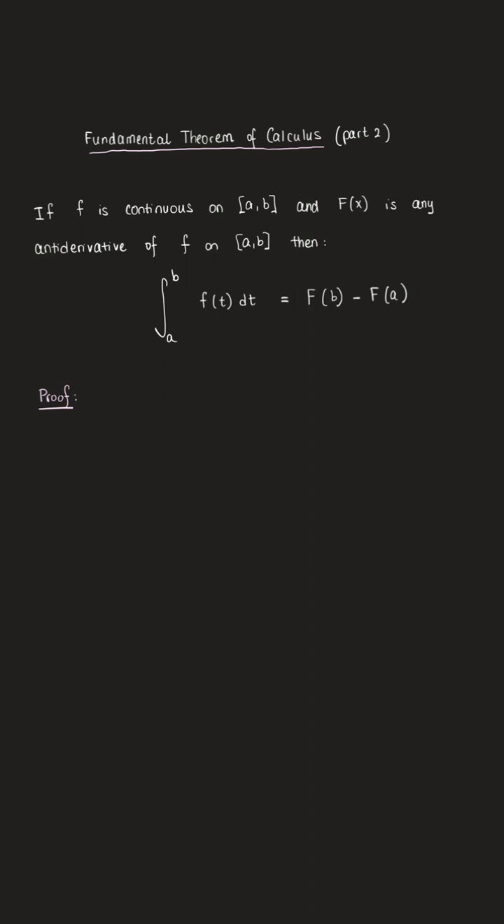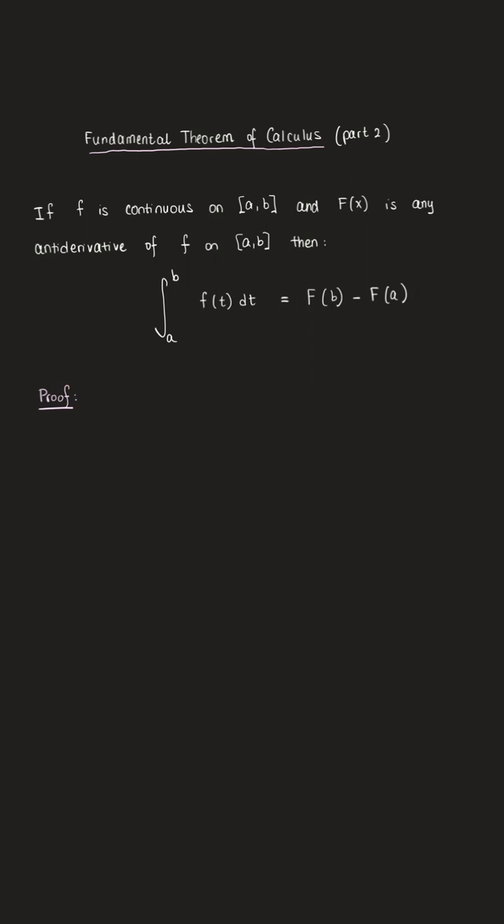So here is the statement of this theorem. Let's suppose that lowercase f is a continuous function on a closed interval from a to b, and capital letter F is any antiderivative of little f on that interval. Then the theorem says that the value of the definite integral of this function is equal to an antiderivative evaluated at the upper limit of integration minus an antiderivative evaluated at the lower limit of integration.